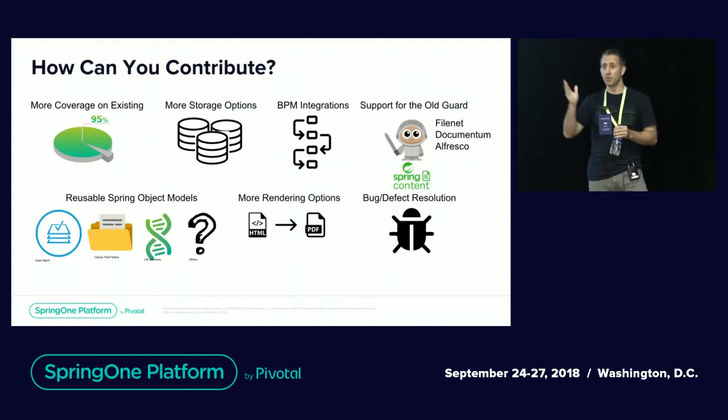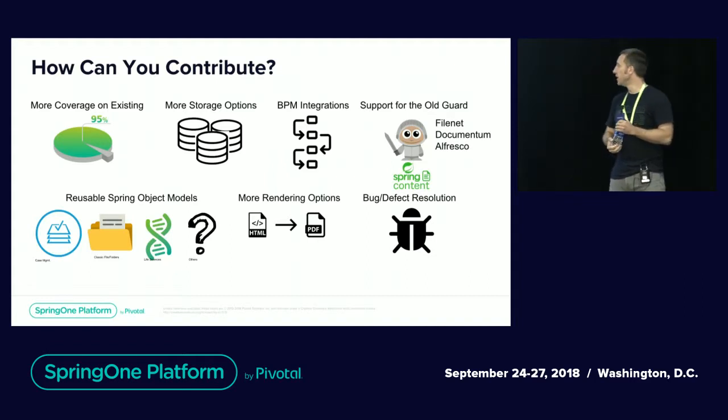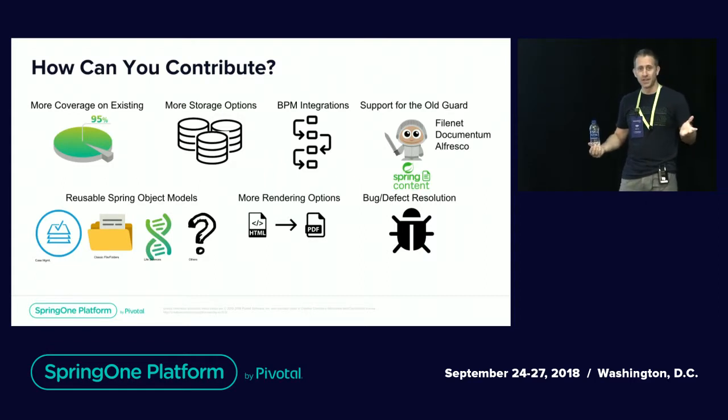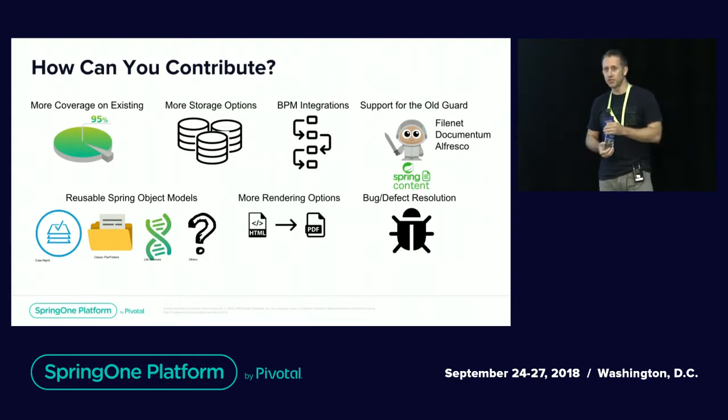And of course, on a slightly smaller side, I spoke of Spring Content renditions, which will take content in one format and put it out in another. We can always do more renderers. So we'd love to see more renderers, especially around the ASPOSE libraries or something like that.